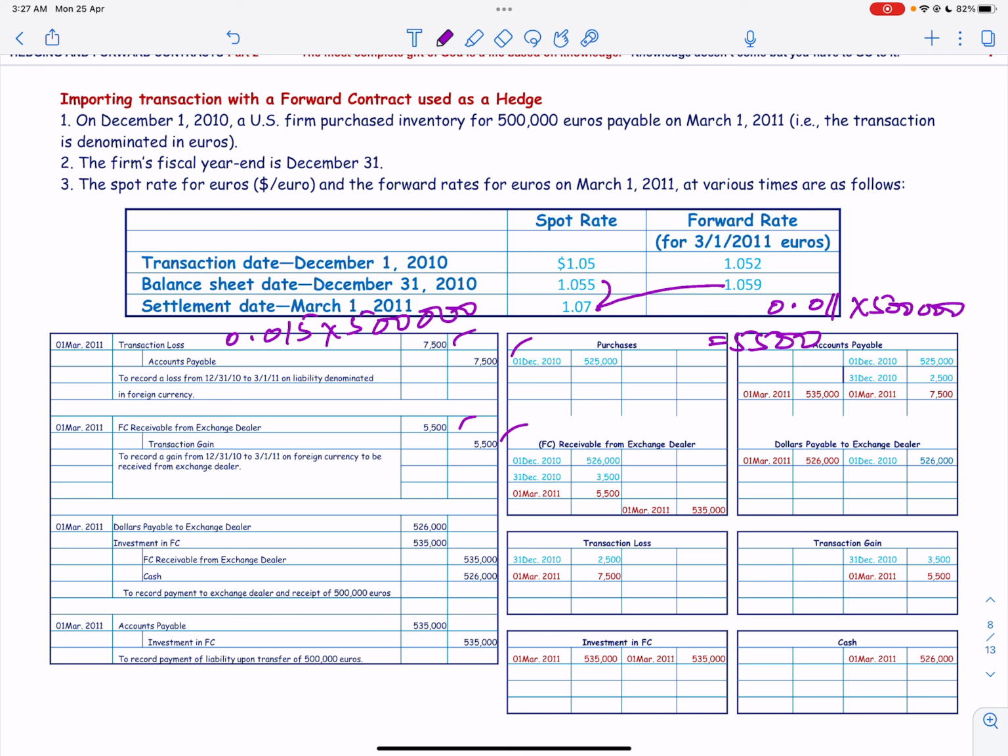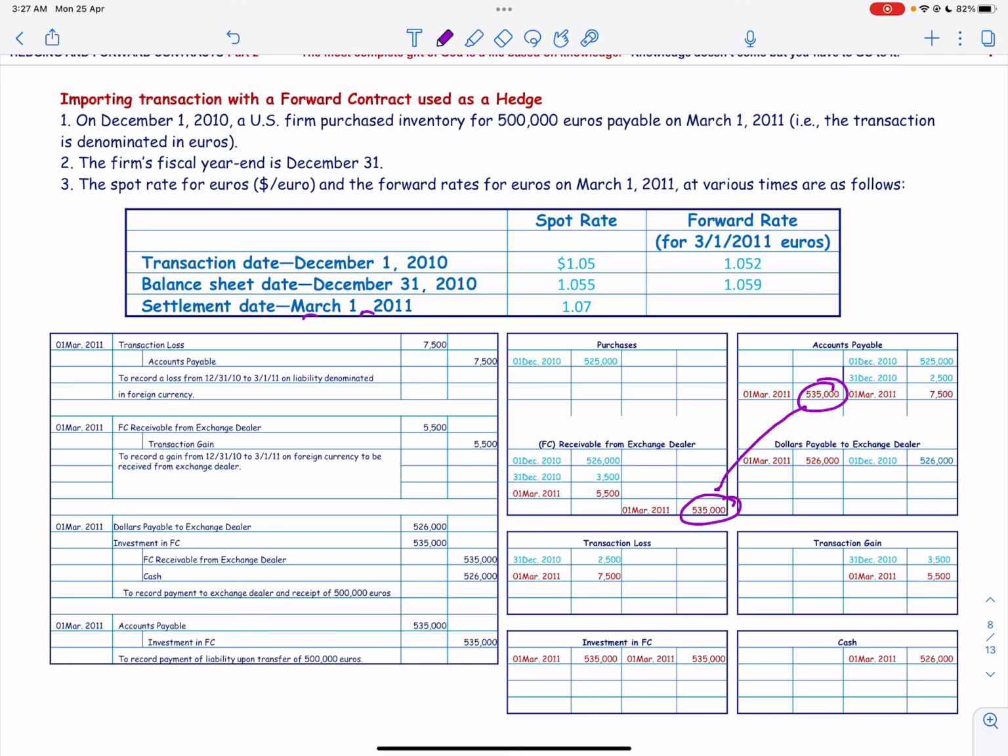Now I would like to show you something interesting. If you look into the balances, in account payable, and foreign currency receivable is the same.